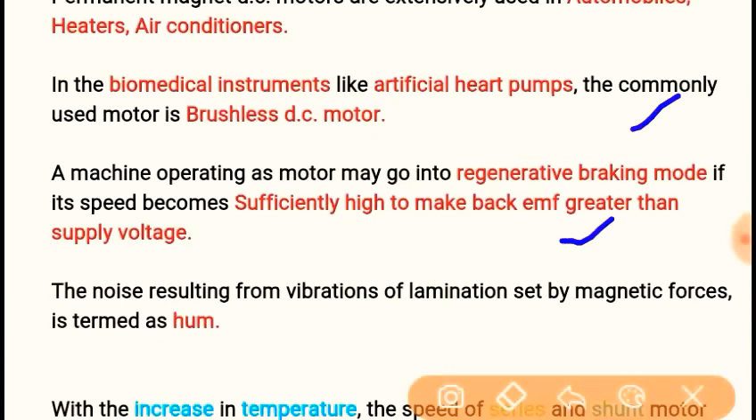A machine operating as a motor may go into regenerative braking mode if its speed becomes sufficiently high to make the back EMF greater than the supply voltage. The noise resulting from vibrations of the lamination set by magnetic forces is termed hum.